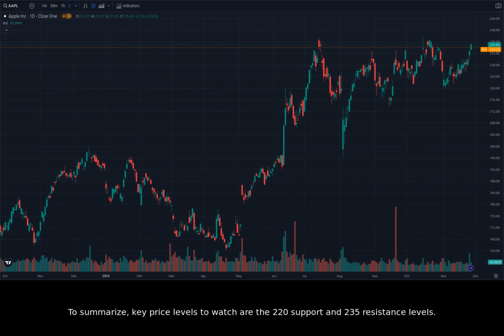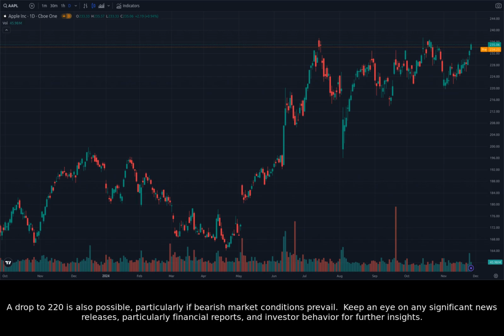To summarize, key price levels to watch are the 220 support and 235 resistance levels. The probability of reaching 235 in the short term is moderate, dependent on sustained positive sentiment and news. A drop to 220 is also possible, particularly if bearish market conditions prevail. Keep an eye on any significant news releases, particularly financial reports, and investor behavior for further insights.